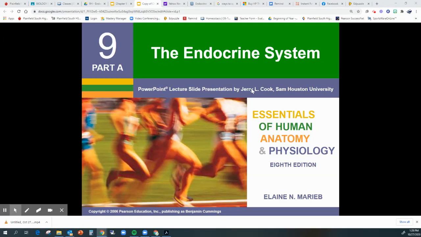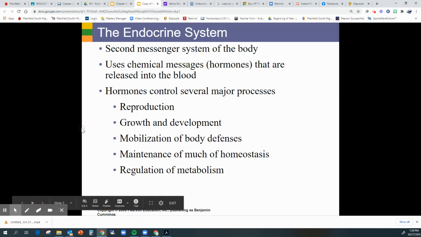For this lecture, we're going to take a little bit of a look at the endocrine system. So we're just going to basically look at a little bit of the introductory portion. We're going to look at the types of hormones as well as their activation in the body. So let's go ahead and jump into these.